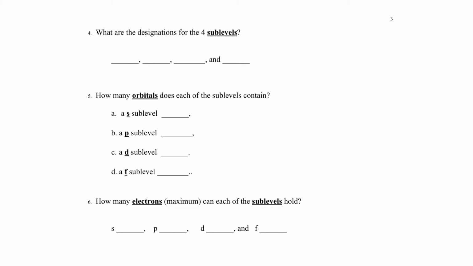So this was sort of the stuff we talked about before we got to our formal electron configurations. Okay? So the first thing, what are the sublevels? The sublevels were designated with letters. All right? And those 4 letters were S, P, D, and F.